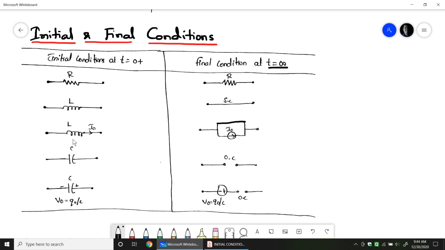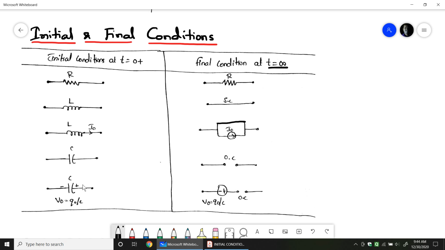Now we do have a capacitor without any initial voltage charged. Therefore, if there is no initial voltage charged by the capacitor, then such a capacitor at t equals infinity will behave as an open circuit.